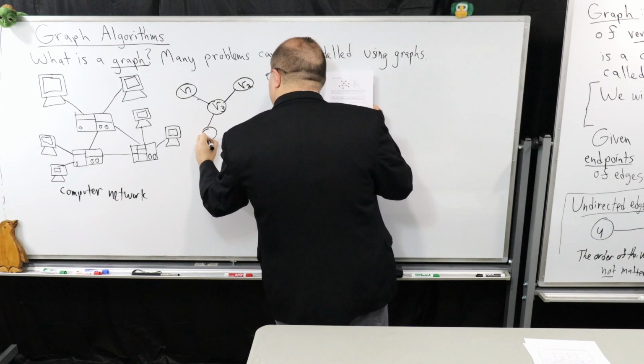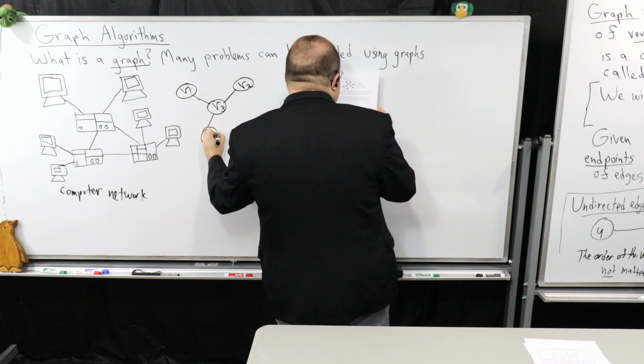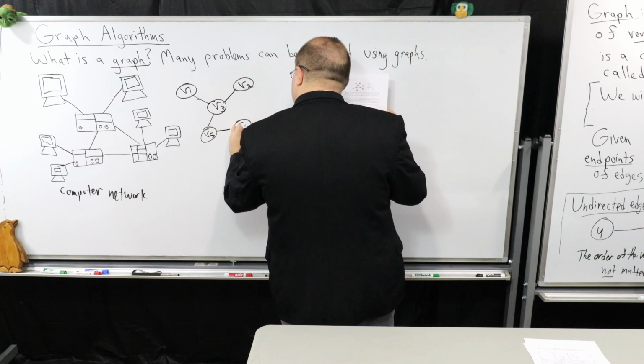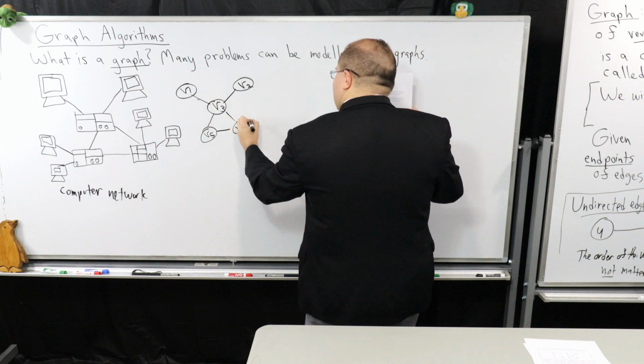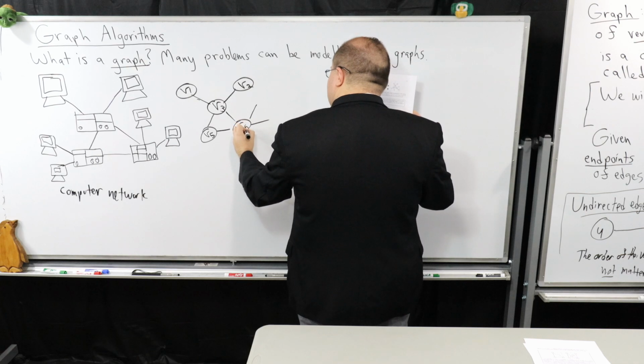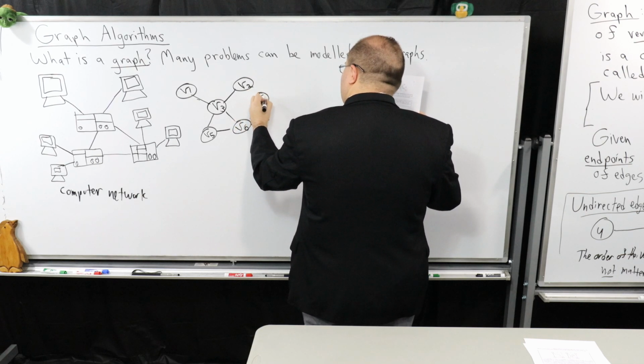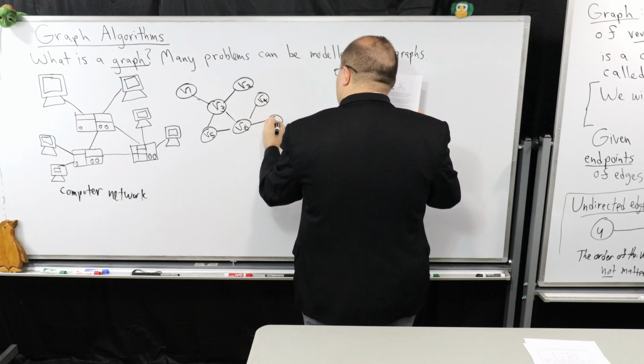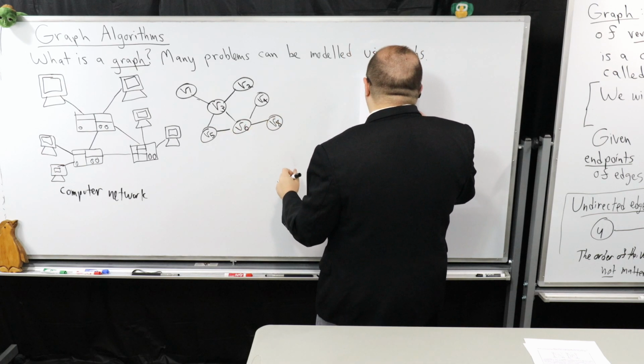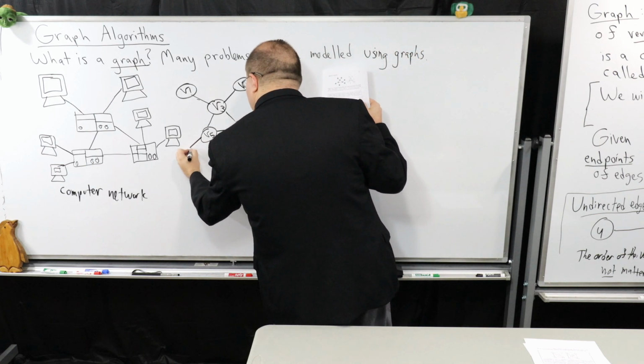So my servers are going to be V3, V5, and V6. And then I'm going to have my two clients off V6 are going to be V4 and V8. And the clients off of V5 are going to be V7 and V9.